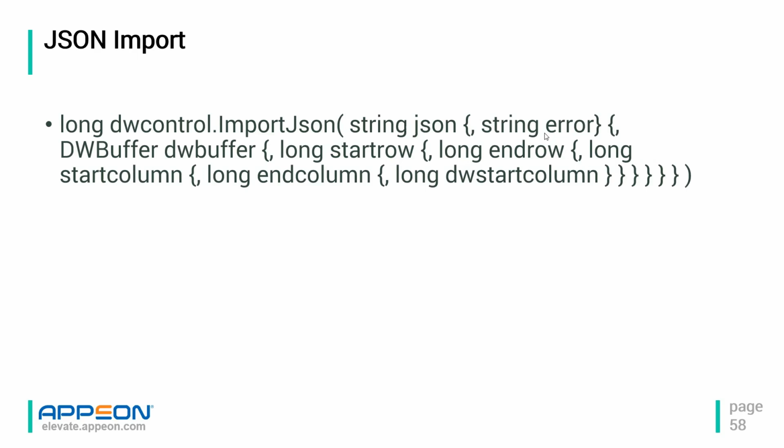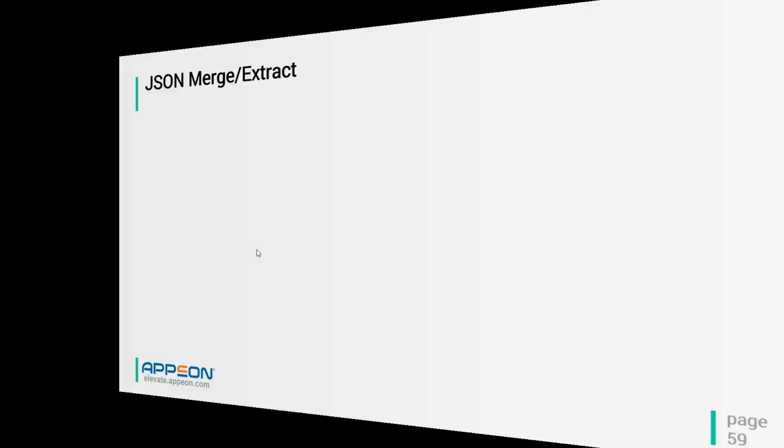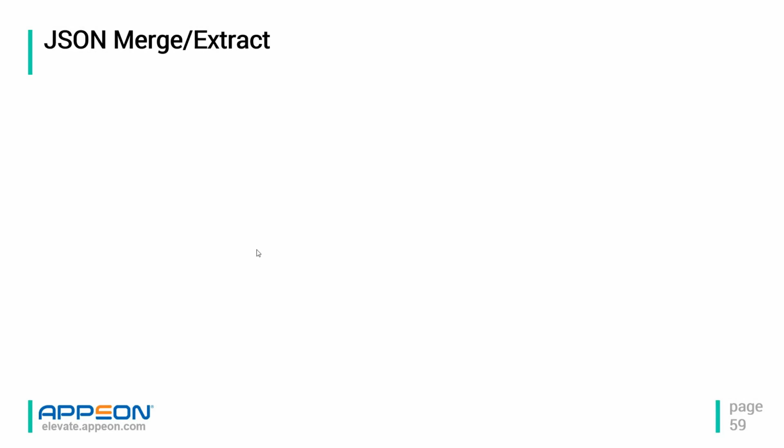The rest, all these arguments other than the JSON itself, are all optional. You can indicate that you want to import the JSON into a particular buffer, and you can also indicate that you want to start with a certain row or end with a certain row of data in the JSON, and that you want to start with a particular column or end with a particular column in the JSON, and actually start with a particular column in the DataWindow. Start your import into a particular column.